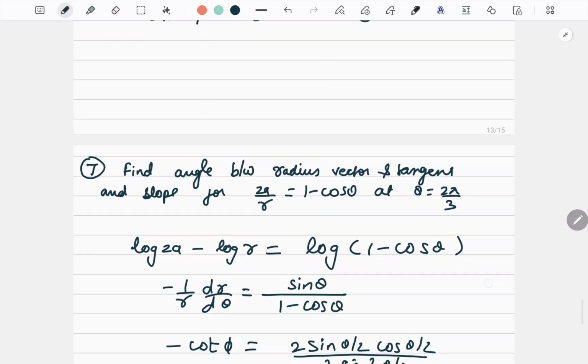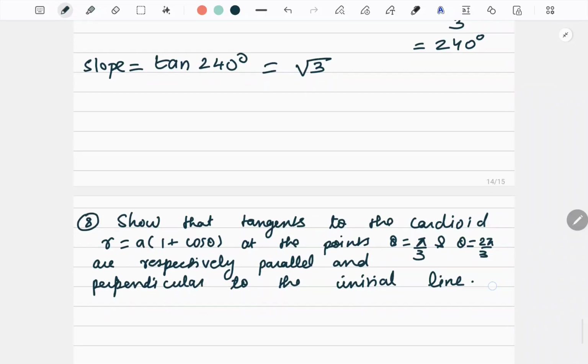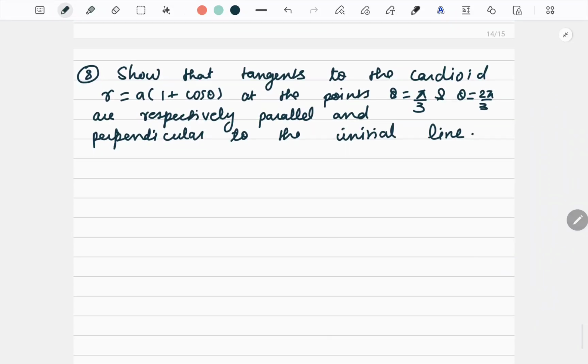Okay, let's move to the next question. Okay, this we have done. Now come to this question. Show that the tangents to the cardioid r = a(1 + cos theta) at these two points are respectively parallel and perpendicular to the initial line.